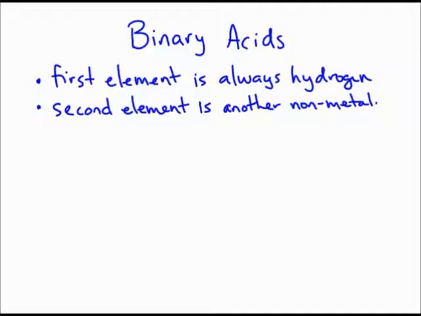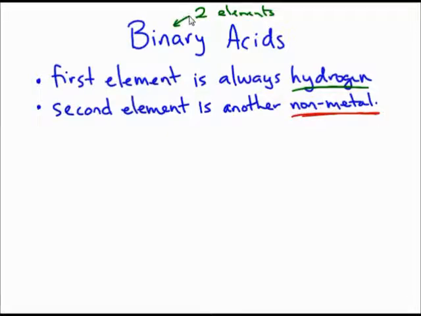So binary acids. When we look at binary acids, binary really means we're working with two different elements. So that word binary relates to two elements. I think you've heard me use the term binary ionic compound. Well, binary acid is two elements. In this case, though, the first element always has to be hydrogen. There's always got to be hydrogen present. The second element will then be some other non-metal. That's what has to be present.